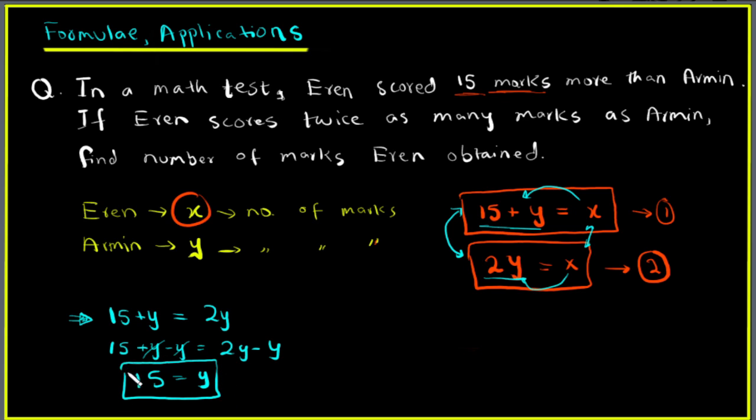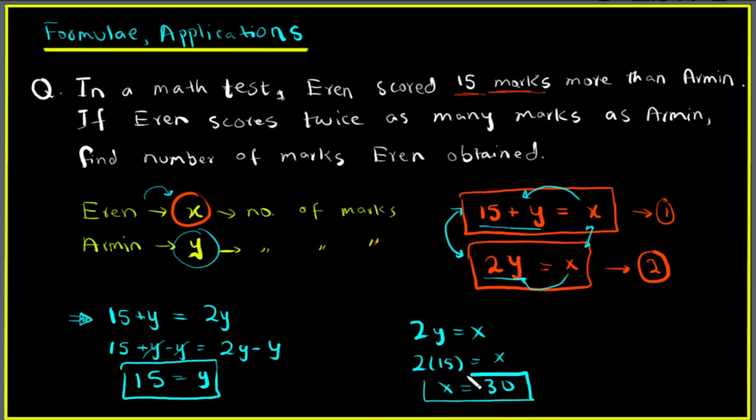But this is not the number of marks that Aaron gets, because Aaron gets the number of marks which are X. We only got the value for Y, by the way, which is the marks of Armin. So now we can use either of these equations to find the marks that Aaron gets. For example, we can use this one: 2Y is equal to X. We just need to put in this value for Y, and we get the value for X, which is 30. So X is equal to 30, and we get the number of marks that Aaron obtains.